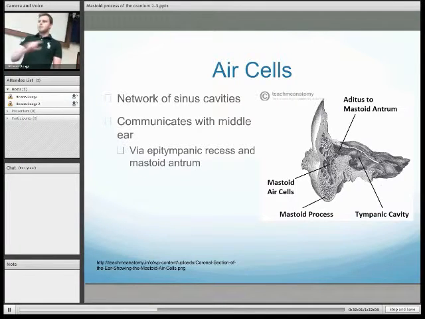So I'll just talk about the route of communication. Starting from the mastoid air cells, those connect via the mastoid antrum. And this is just an airspace in the petrous portion of the temporal bone. And then the mastoid antrum connects to the epitympanic recess via the aditus to the mastoid antrum. And the epitympanic recess is just located at the superior aspect of the middle ear.